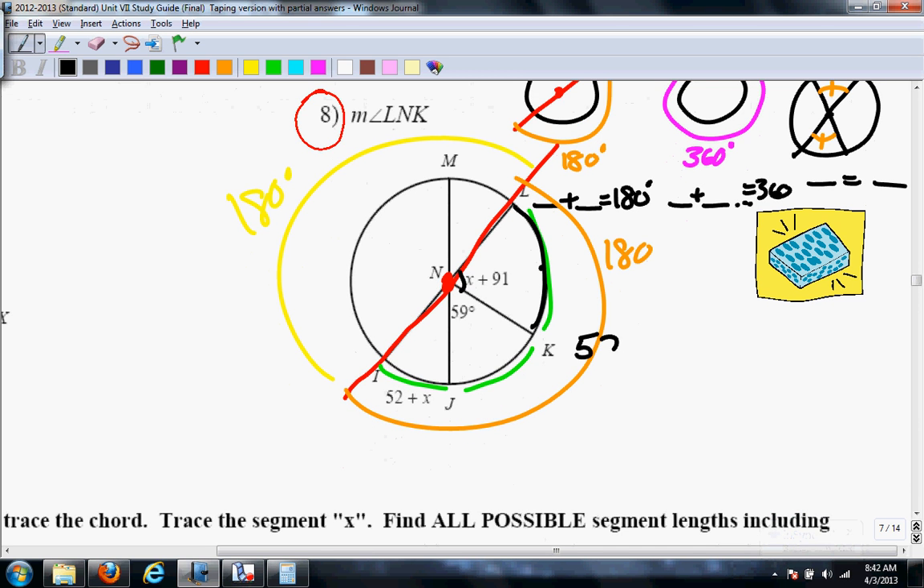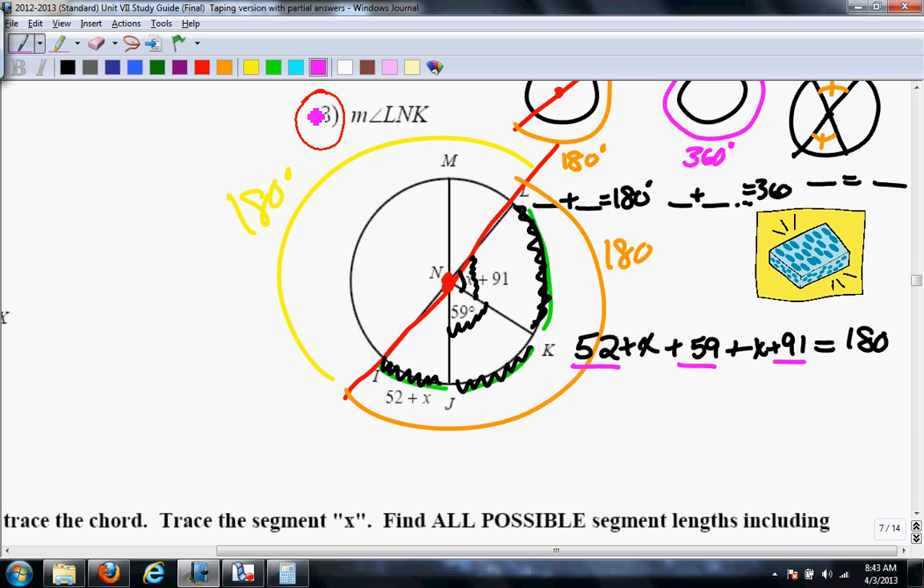We could say that 52 plus x, that's here, plus 59, which is also out here, plus, here's x plus 91, which is the same on the outside, equals 180. From here, you're going to collect like terms. So underline your numbers and box or circle your x's. Collect like terms. We're going to add over here 52, 59, and 91.